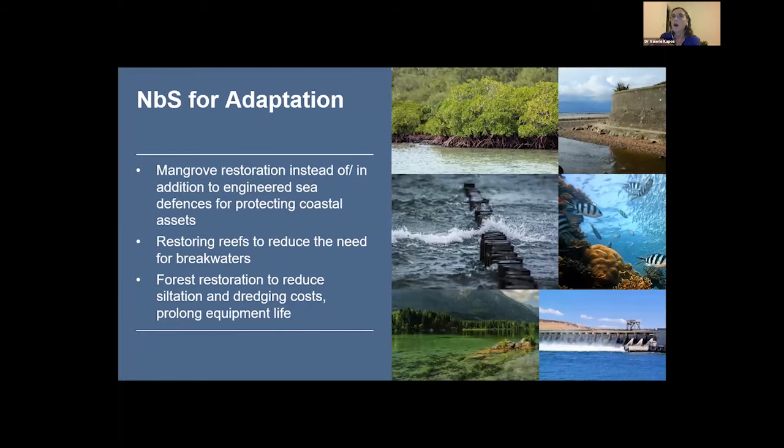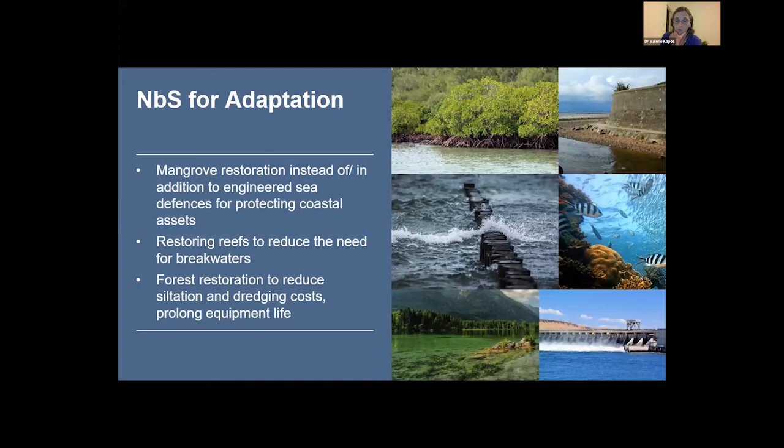Just to return to the theme of adaptation, I want to give you three examples. They're all things we've heard a little bit about today. So Tom talked about mangroves and mangrove restoration. People might use mangrove restoration instead of or in addition to, and you know, nature-based solutions aren't automatically substitutes. They can be complements to engineered approaches to improve sea defense. We could be restoring reefs also to increase sea defense and reduce the need for constructive breakwaters. Or we might be restoring forests to reduce siltation and dredging costs and prolong the life of, for example, hydroelectric dams in the face of increased erosion due to climate change.